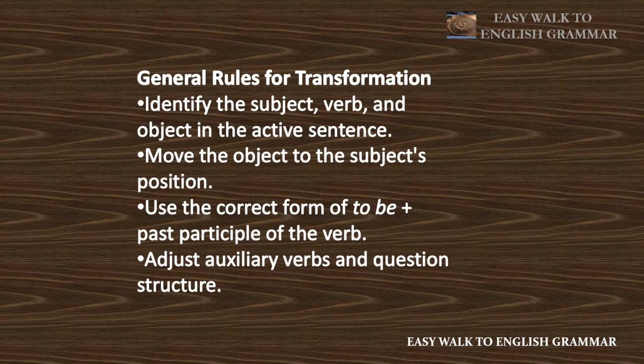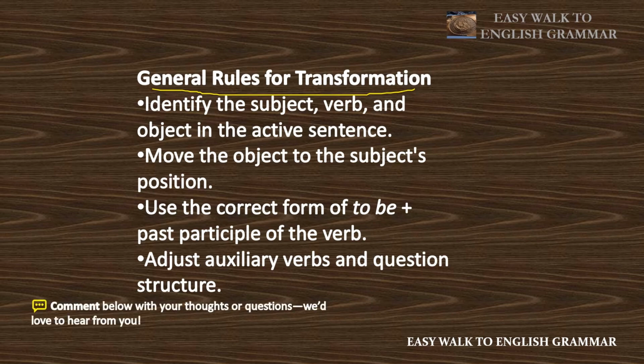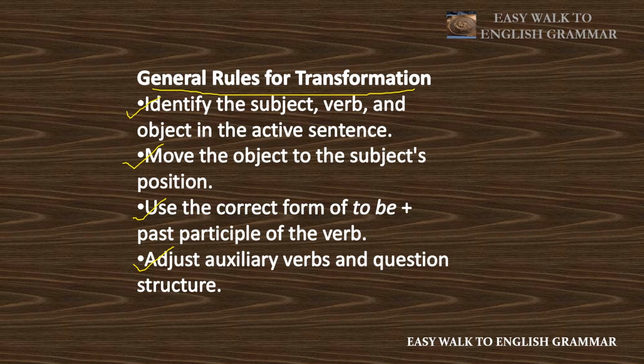General rules of active to passive transformation. Identify the subject, verb, and object in the active sentence. Move the object to the subject's position. Use the correct form of to be plus the past participle of the verb. Adjust auxiliary verbs and question structure.